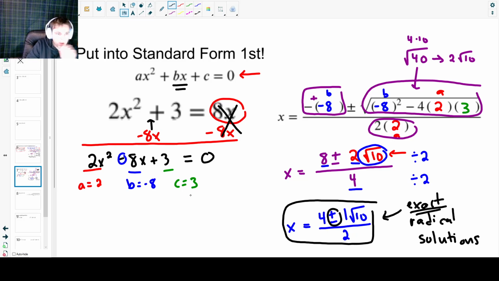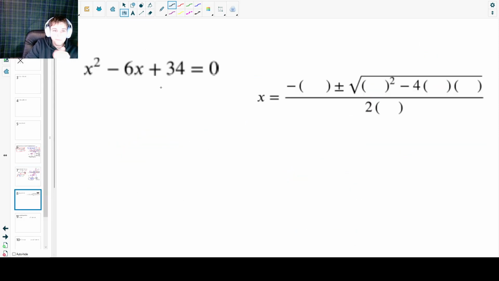Alrighty, we're going to go ahead and do one more just to sort of see a different type of answer that we can get. And we'll go through this one a little bit quicker until we get to that kind of nuanced difference. So we are in standard form, equals 0, x squared minus 6x plus 34, right? It's in standard form. Our a here is 1, b is negative 6, and c is 34.